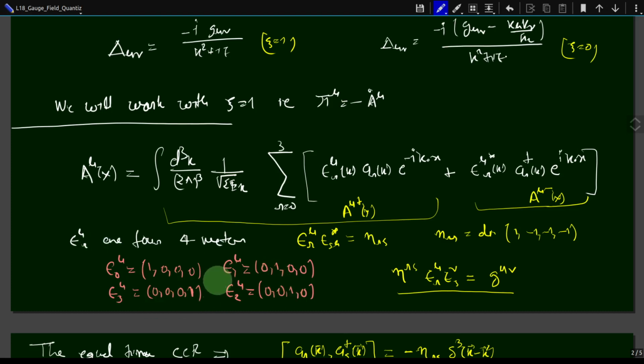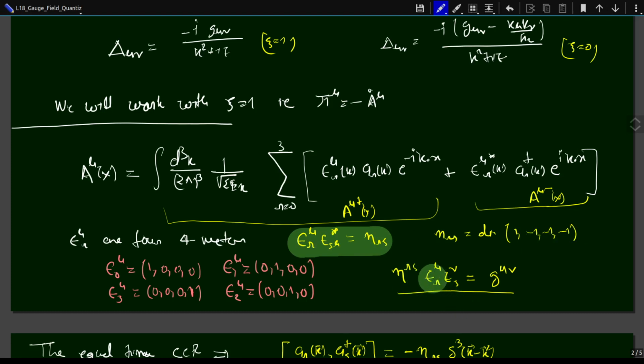So 1 is pointing in the x direction, 2 is pointing in the y direction, 3 is pointing in the z direction. Now, given this choice, this is very important. These are written by considering the relation where epsilon r mu and epsilon s mu star give eta rs, where eta rs is just diagonal 1, minus 1, minus 1, minus 1. So this is the normalization that one is using.